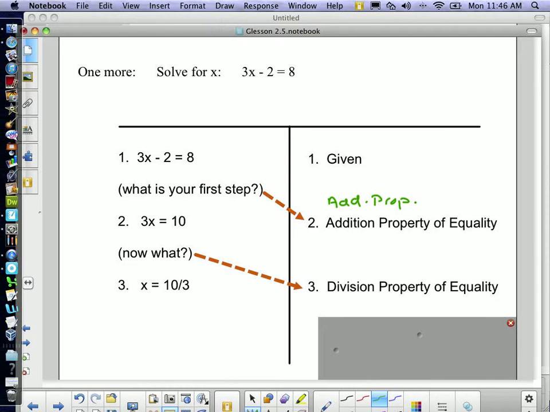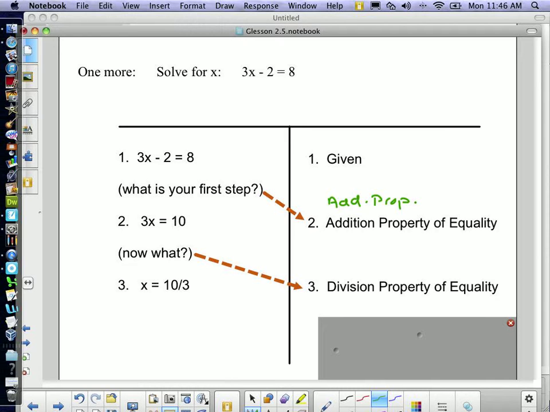So substitution I usually do SUBST for abbreviation. And subtraction usually I say the whole word. And prop for property, which is fine. I can just leave off the of equality. I'm not going to worry about that at all. All right? So we can simplify that.